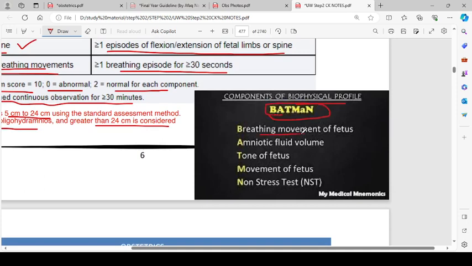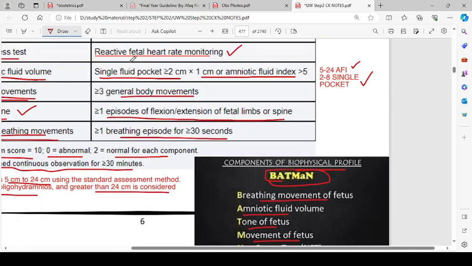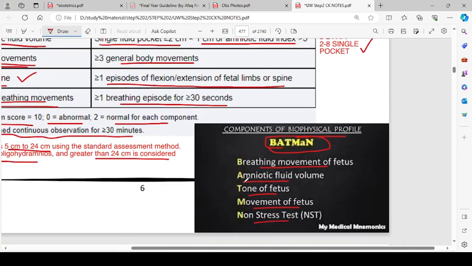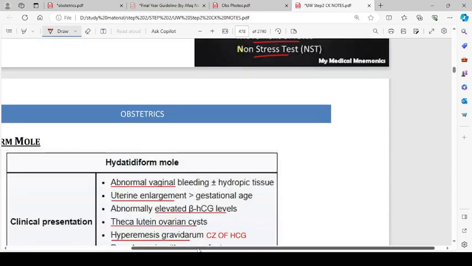That is breathing movement of fetus. A is for amniotic fluid index. T is for tone of fetus. M is movement of fetus, and N is for the non-stress test. That is reactive fetal heart rate monitoring. Good, Batman. B breathing. A is for amniotic fluid index. T is for tone of fetus. M movement, and N for the non-stress test.